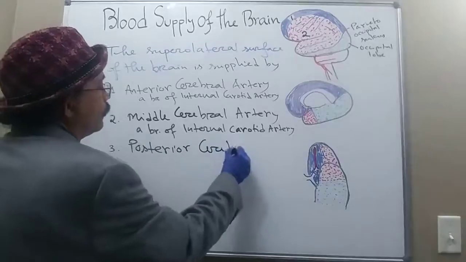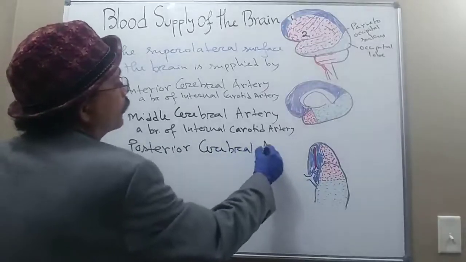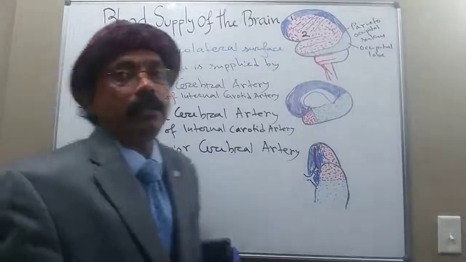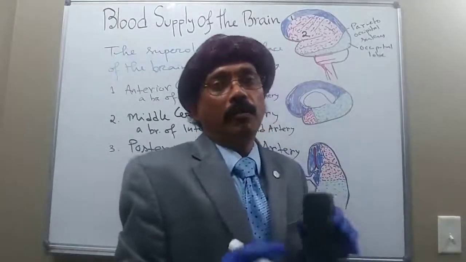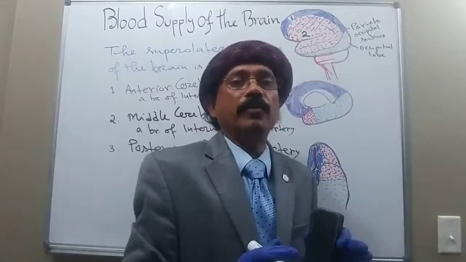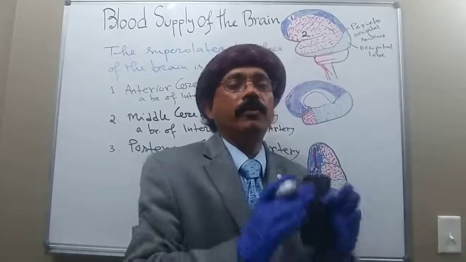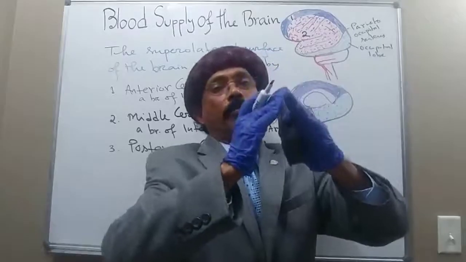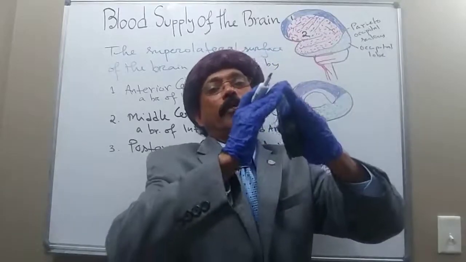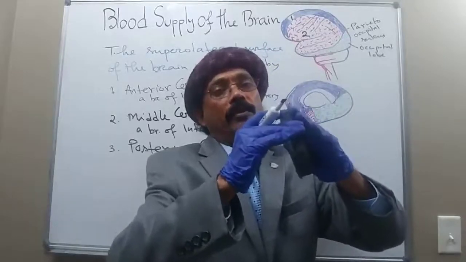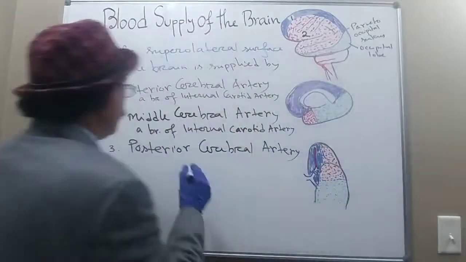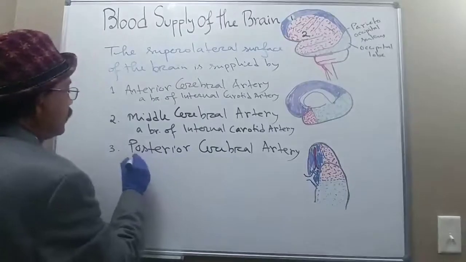Posterior cerebral artery. The posterior cerebral artery is a branch of the basilar artery. We have seen in our circle of Willis that the 2 vertebral arteries unite just in the lower part of the pons. Then at the upper part of the pons, on the basilar sulcus, it splits into 2 posterior cerebral arteries.